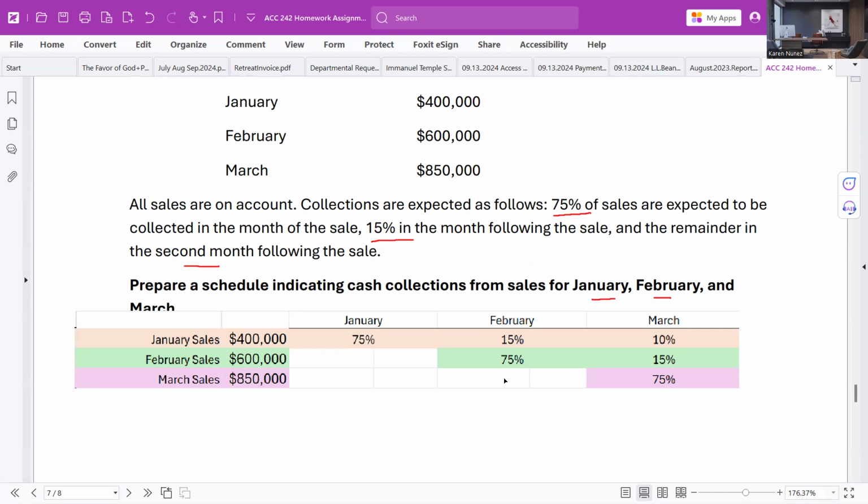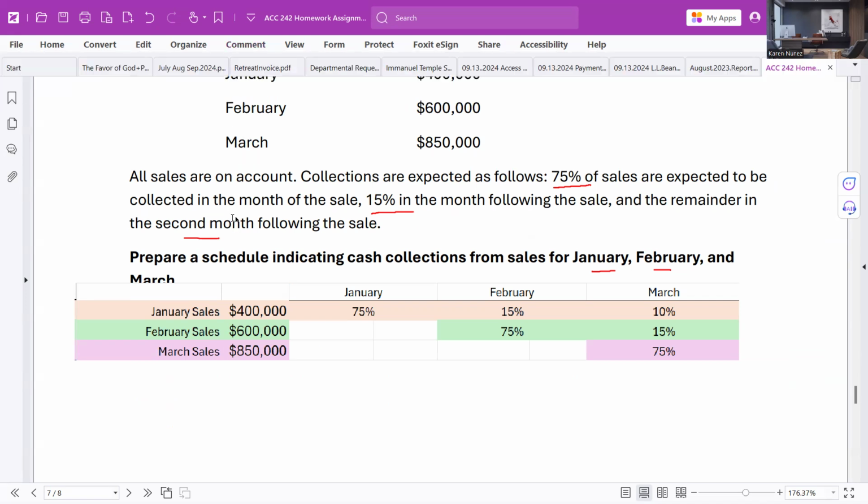Same thing in February, right? You make a sale in February. In fact, you have $600,000 worth of sales in February, but you only collect 75% in February from February sales. And then you collect 15% from February sales in March. We don't care about the other 10% in April because this budget is only for January, February, and March. And then in March, you would collect 75% of those March sales. So let's go ahead and schedule out those sales.